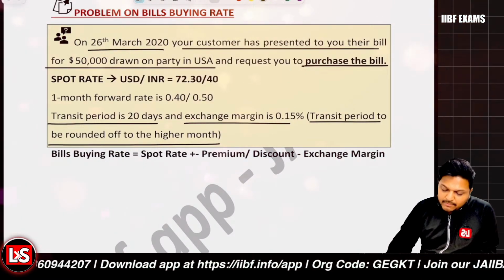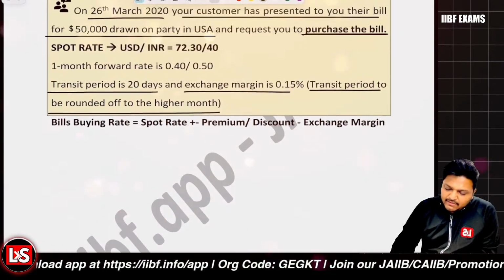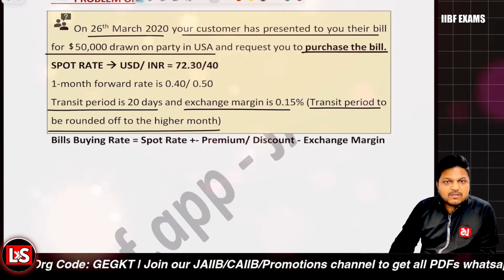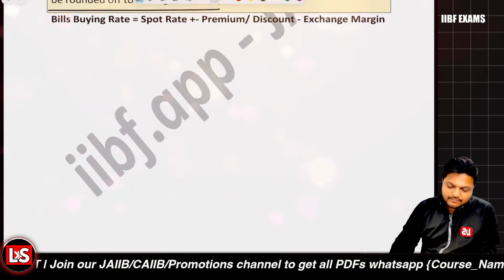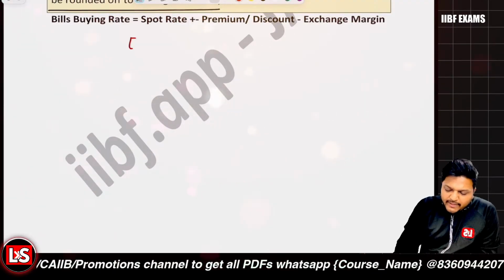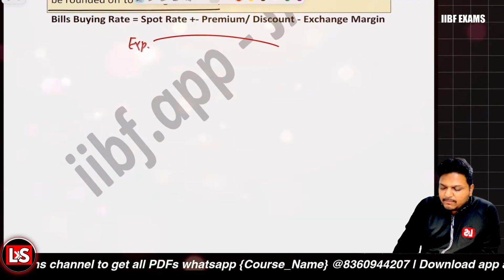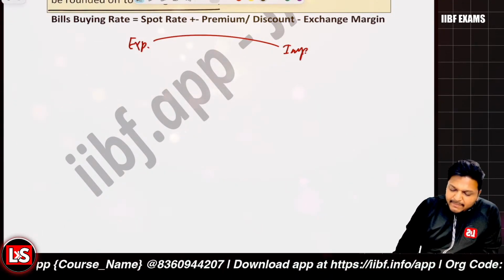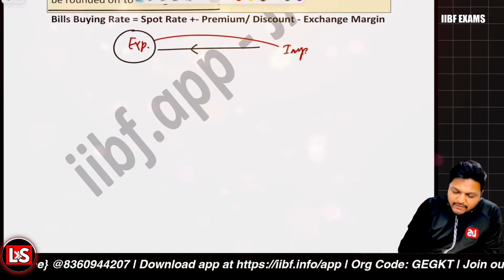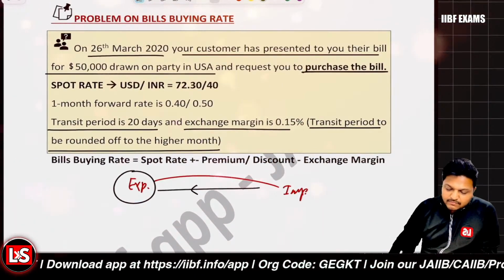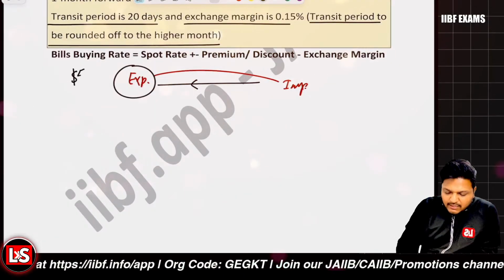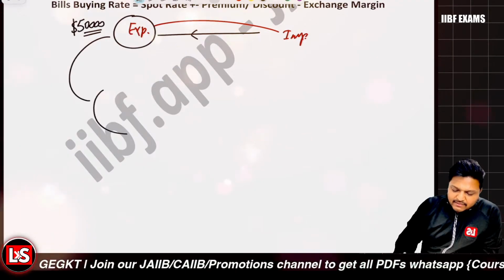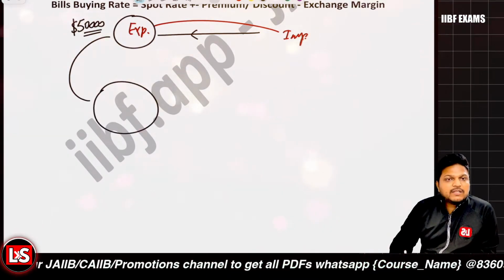Now we need to understand the problem. What actually happened here is that we have a client who is supposed to be an exporter. Why am I saying exporter? Because he wants you to purchase the bill. The bill will be drawn by the exporter and it will be drawn on the importer. Once accepted, it will come back to the exporter, and the exporter is now having this 50,000 USD bill. The exporter went to the bank and said that you should be negotiating this particular bill.